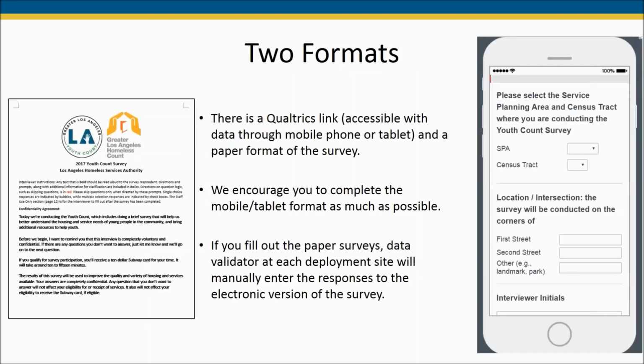There are two formats that we provide this year for the Youth Count. The left-hand side is the paper format of the survey, and the right-hand side is the Qualtrics link that you can access through your mobile phone or tablet. We really encourage you to complete the survey using mobile or tablet format as much as possible. And if you fill out the paper surveys, the data validator at each deployment site will manually enter the responses to the electronic version of the survey.